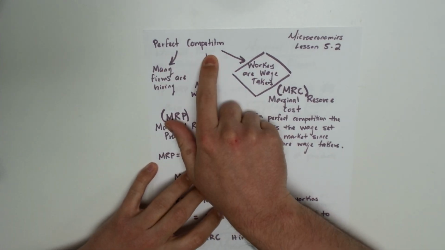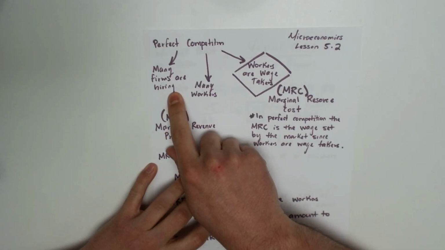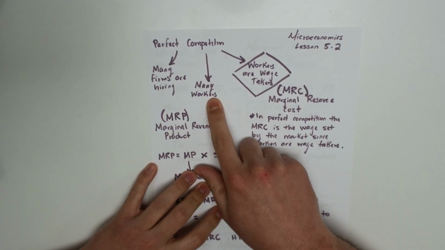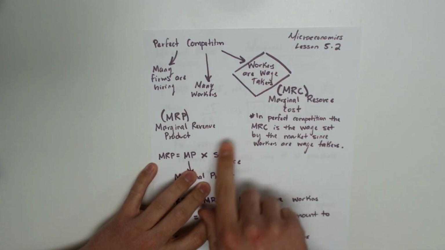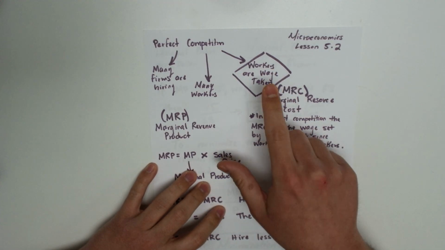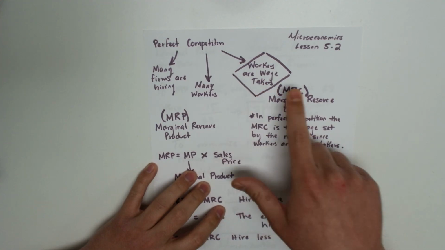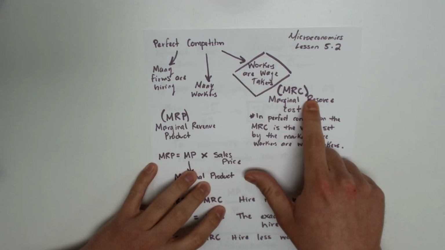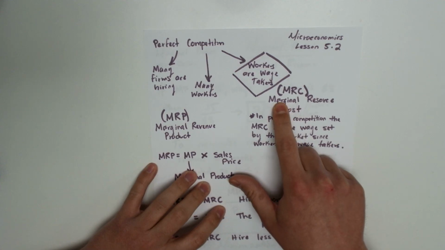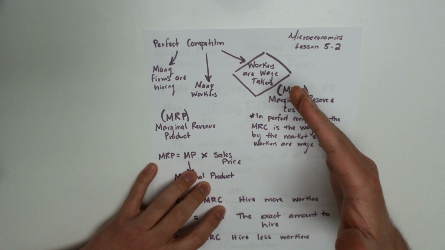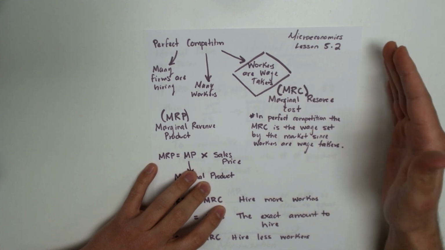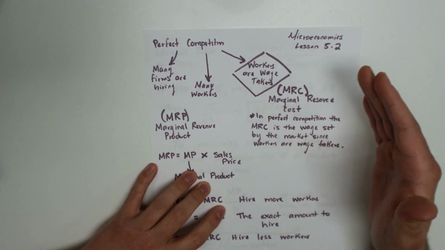In perfectly competitive factor markets, we have many firms hiring many workers with identical skills, and workers are going to be wage takers, which means they're going to take the wage determined by the free markets. This means the marginal resource cost, or the additional cost of a resource, is going to be the same for each additional worker that you hire, since they're all getting the same additional wage.